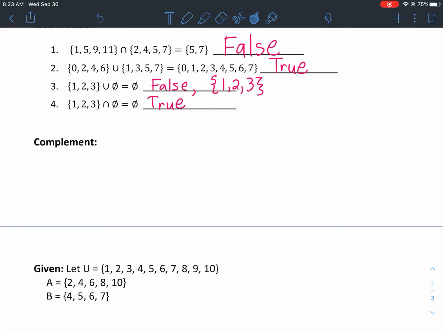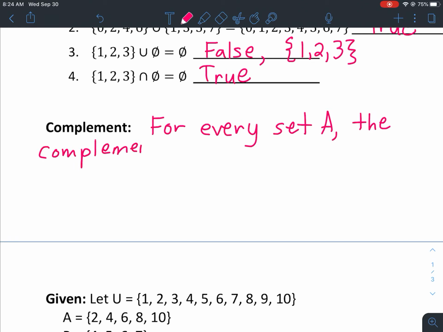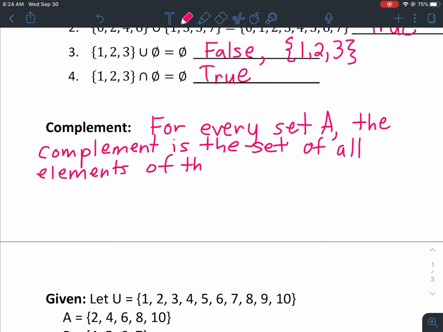Okay, moving forward here, now we have a new term, complement. And what complement means is for every set A, the complement is the set of all elements of the universal set that are not in A.